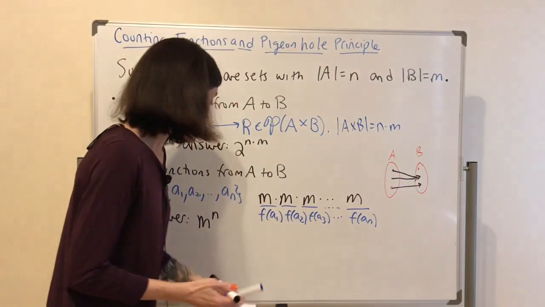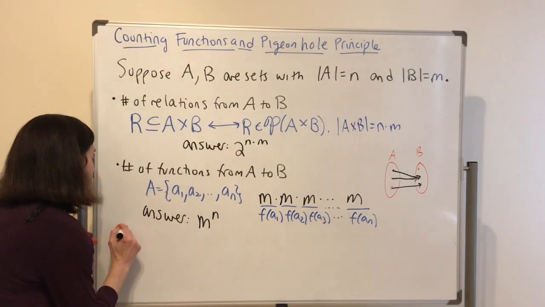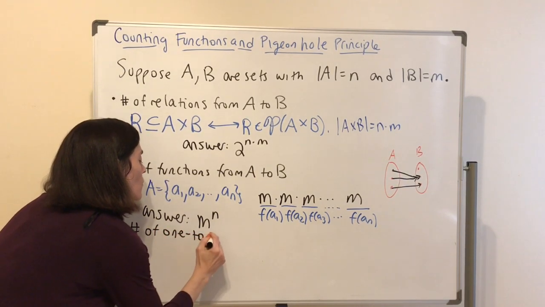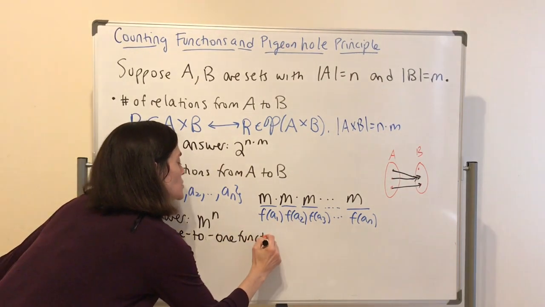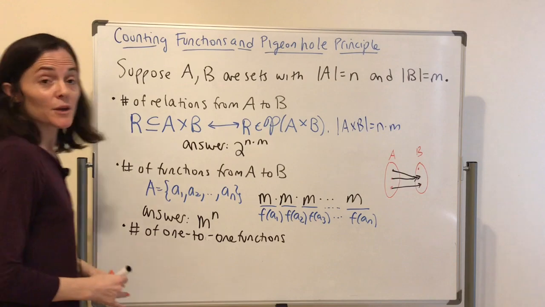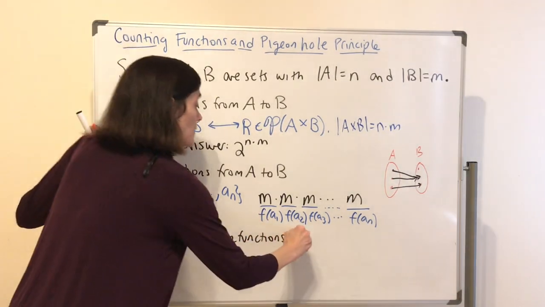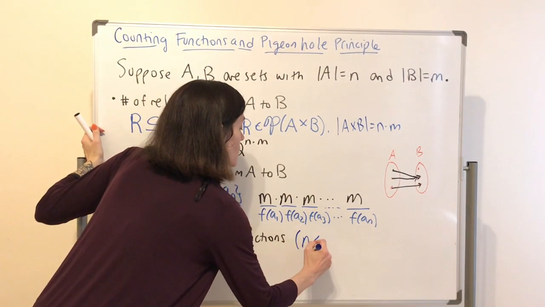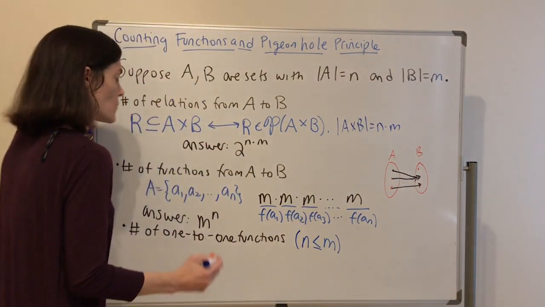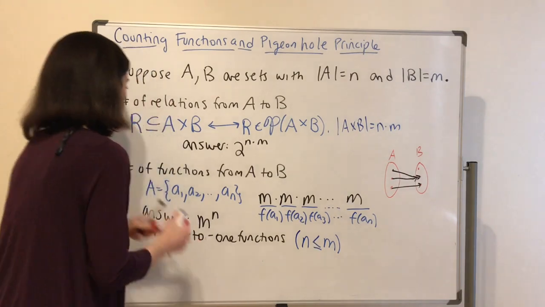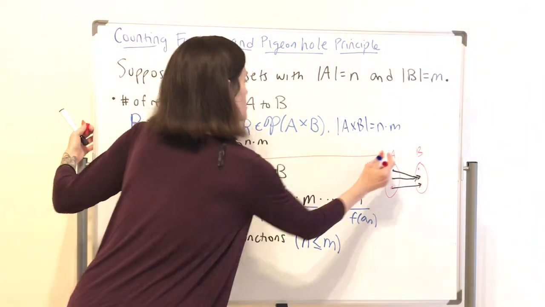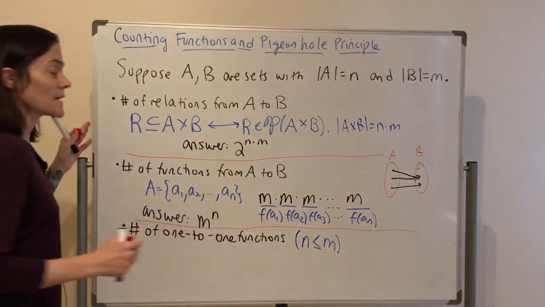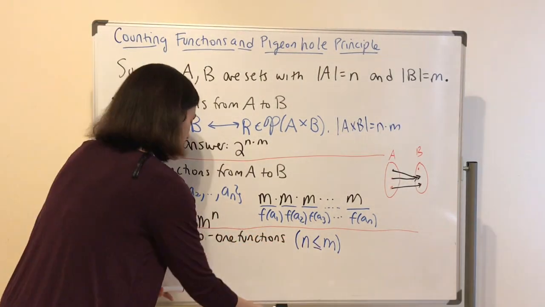Now, one more thing we will count before I say something more is the number of one-to-one functions. Now, I need to make a requirement here. I'm going to assume here that the cardinality of A is less than or equal to the cardinality of B for this. Maybe I should put lines under here to separate. This was relations. This is general counting functions. And now I will count one-to-one functions. And you'll see why I need to assume this.